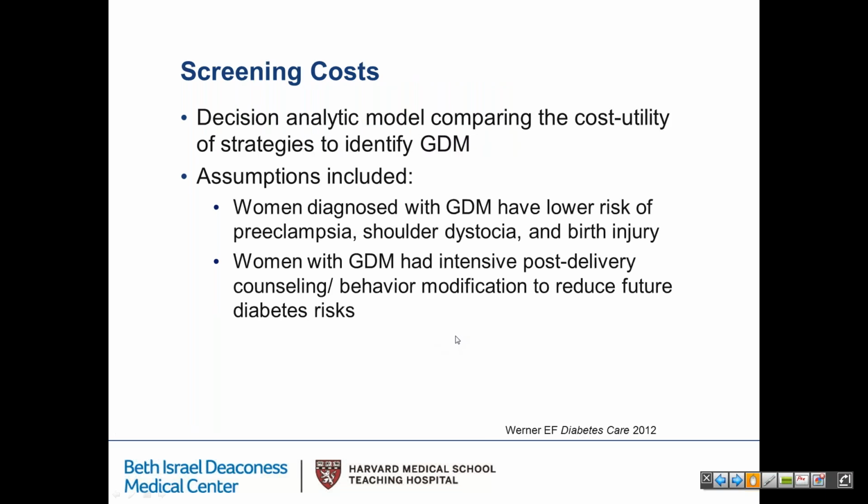I think one really important piece of information that was discussed a lot at the NIH Consensus Conference was how much is all of this going to cost? So one group did a decision analytic model looking to see, assuming that you improve outcomes in folks who are diagnosed with gestational diabetes, specifically that you lower the risk for preeclampsia, for shoulder dystocias, and for birth injuries, and that after delivery, you reduce the future risk of diabetes.